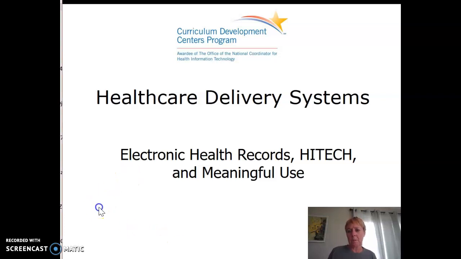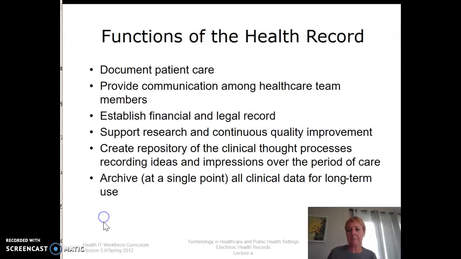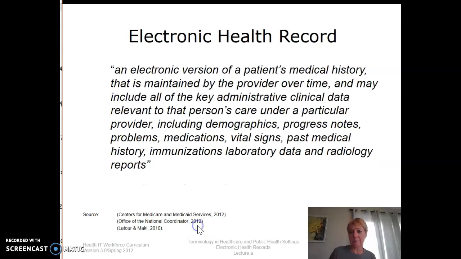So this week, those are our topics, and the functions of the health record you've already learned in health records management. You know it's a documentation tool for patient care. It's also a communication tool. It's a legal record. It allows for billing and financial information. It's used for review for quality improvement activities, and it's an archive of everything that happened to that patient during their encounter.